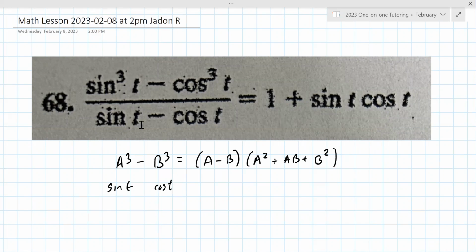Is that clear for the numerator? Okay. So we're going to break it apart. The numerator becomes sine t minus cosine t. That's the a minus b. Sine squared t, that's the a squared. Then you smush them together, sine t cosine t, plus you square the last, cosine squared t. And hopefully it's clear why the squared is there.